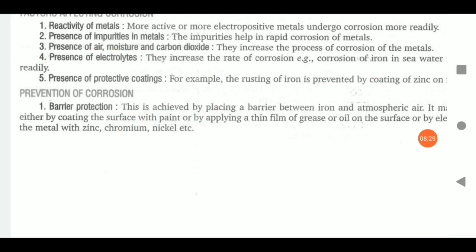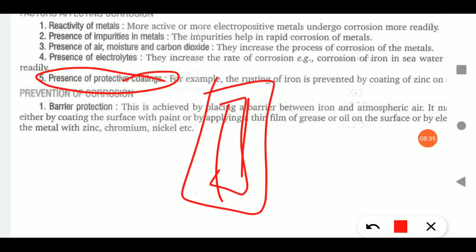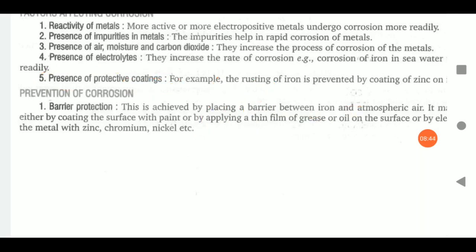Okay, presence of protecting coating is there. If protecting coating is there over the metal, then rusting will not occur, because this coating has not allowed oxygen to come, nor moisture, nor carbon dioxide. Then how will rusting occur?